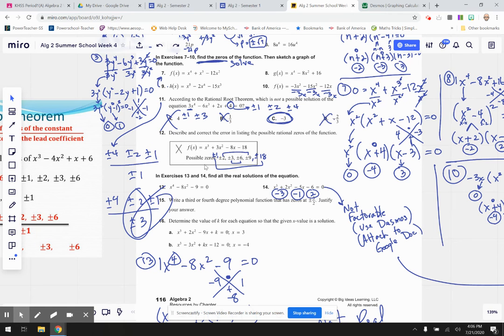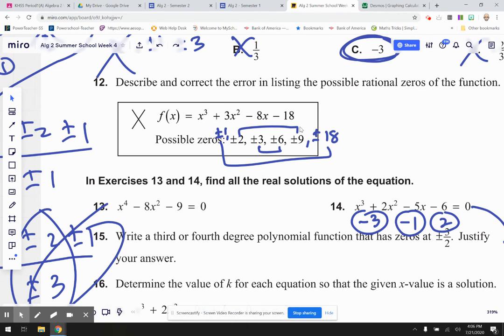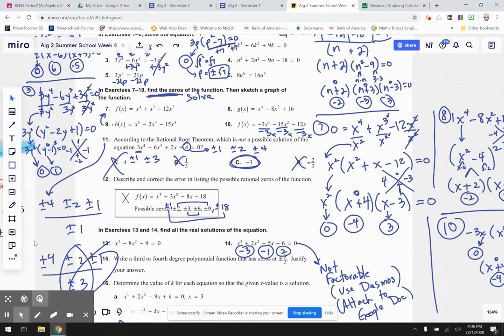Number 12, what was their mistake? They just did not get all the factors of 18. 2 times 9 is 18. 3 times 6 is 18, but they forgot 1 and 18. So they needed to put a plus or minus 1 and a plus or minus 18 for this back number. So that was their mistake.